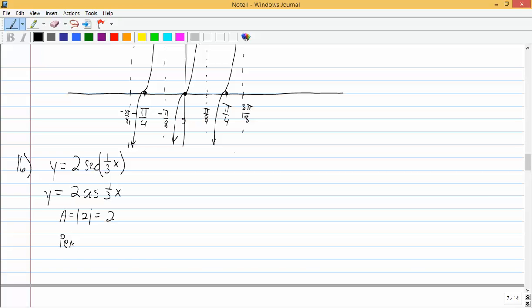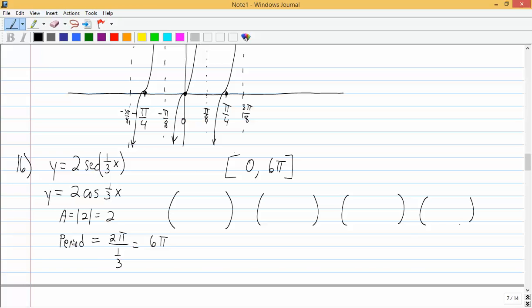The period for this graph is equal to 2 pi divided by omega. What is omega? 1/3. So the period, if you flip and multiply, that's going to give you 6 pi. So one complete interval is from 0 to 6 pi. Now we don't have a phase shift. There wasn't any minus stuff out here, so we don't have to worry about phase shift. So I am going to create 4 subintervals. We're going to start at 0 and we're going to end at 6 pi.